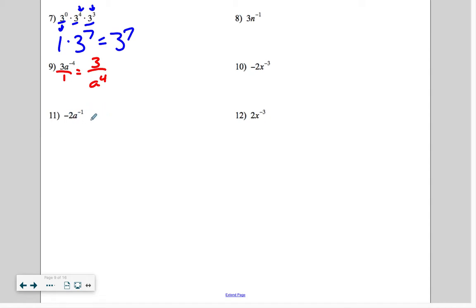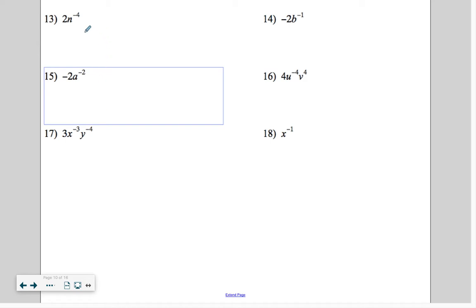Same idea with number 11. The a is raised to the negative 1. Well, that's a negative, so it's got to go down to the other side of the fraction bar, so it goes to the bottom. That's a to the 1, which we do not actually have to write. It's a positive 1. It can stay or can become invisible. Our negative 2 stays on top. Same idea here. Final answer, 2 divided by n to the 4th. Negative 2 divided by a squared.